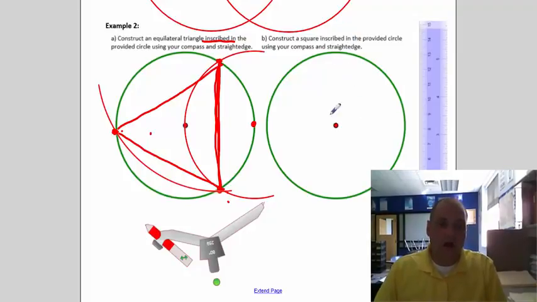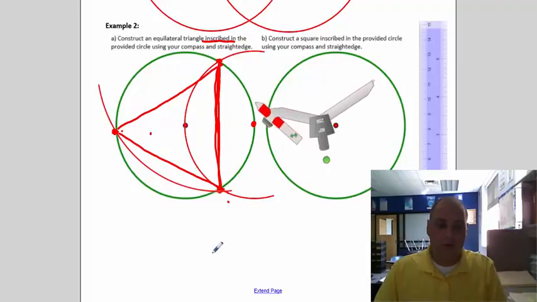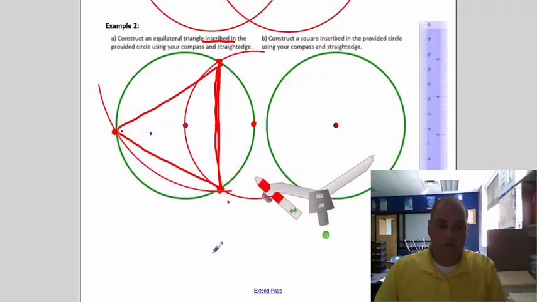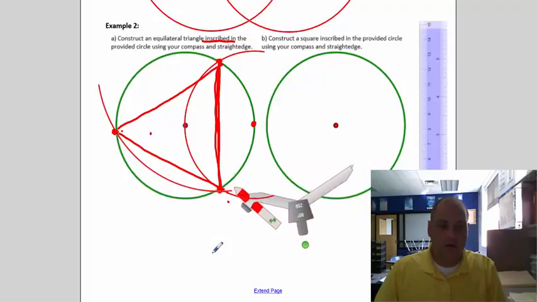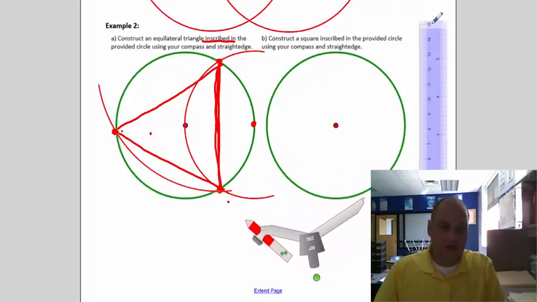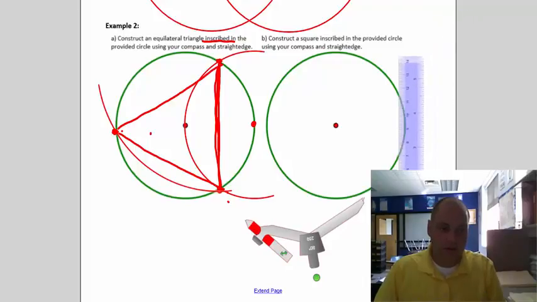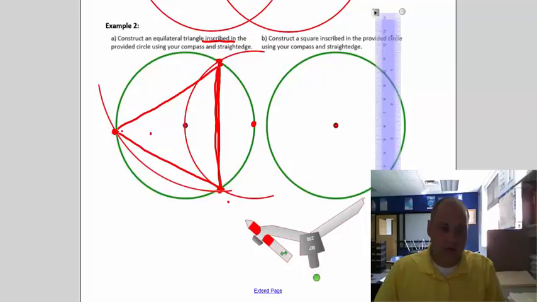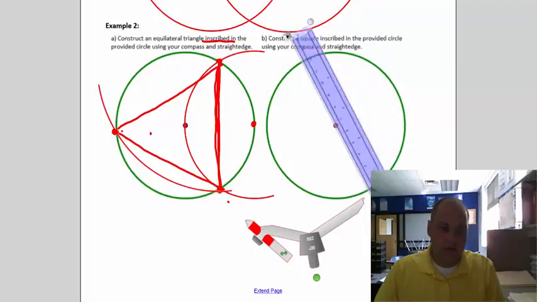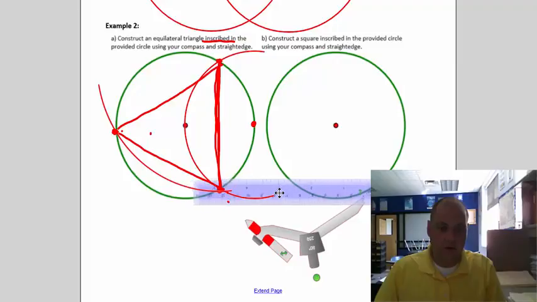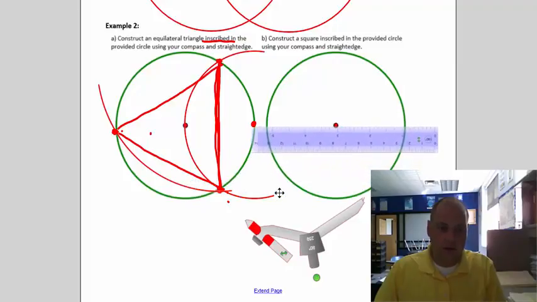All right, and then here, construct a square inscribed in the provided circle. So to do a square, what we're going to do is we need a diameter. Now, unfortunately, this isn't working well, I'm going to try it one more time. Okay, let's see. Maybe it'll work now. I got it. For a square, you draw the diameter and put notes down here. Draw a diameter. And there it is. Okay, now it's working. Yay.